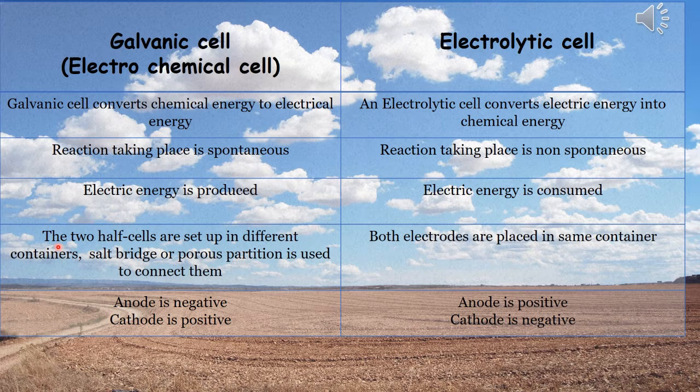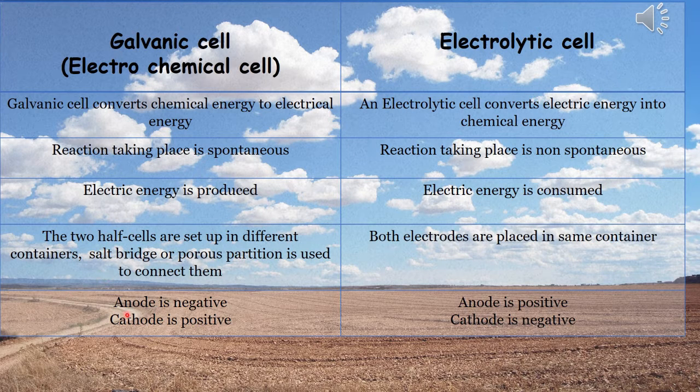To set up a galvanic cell, two half cells in different containers are needed. If they are not in different containers, then a porous partition is used to separate them. Therefore, two cells are needed, connected either by a salt bridge or a porous partition, whereas in the case of an electrolytic cell, both electrodes are placed in the same container. That is, only one container is needed.